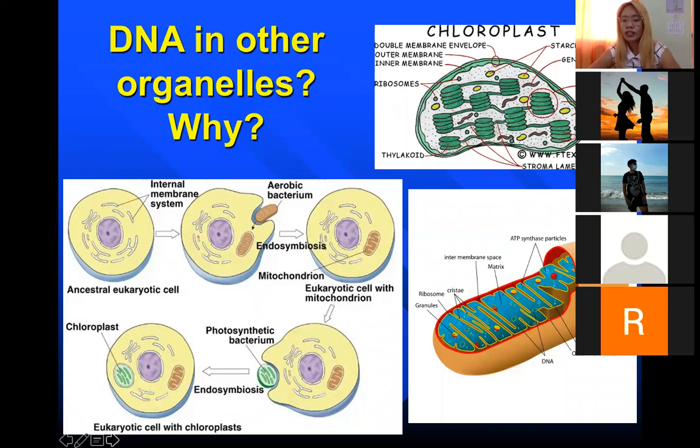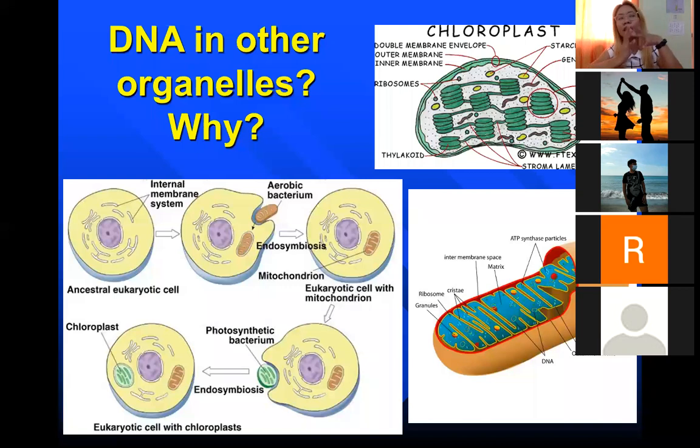Pero the nucleus is not the only cell organelle that actually contains its own DNA. There are two other organelles that were discovered to have their own kind of DNA. The first one is the mitochondria. So may sariling DNA ang mitochondria natin. And it's the reason why most of the traits that an offspring inherits comes from the mother.